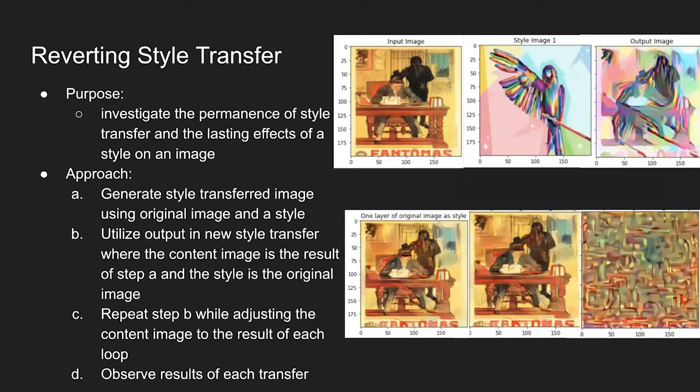So our next approach was reverting style transfer just to see the lasting effects of a style transfer on an image. To do so, we generated a style image as shown before with the output image in the upper right. And the approach to reverse these steps was to utilize the original image as our new style image.